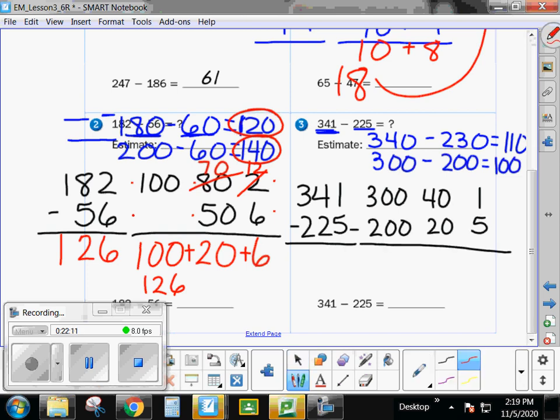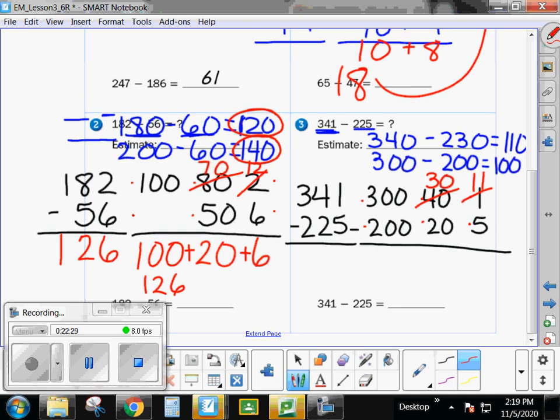Check to see. More on top. Yep, good to go. More on top. Yes, good to go. More on top. Nope, there's not more on top, so I need to go trade. I'm going to go over to my tens place, grab a 10. So now I'm left with 30. Bring that 10 over. Now I have 11 ones.